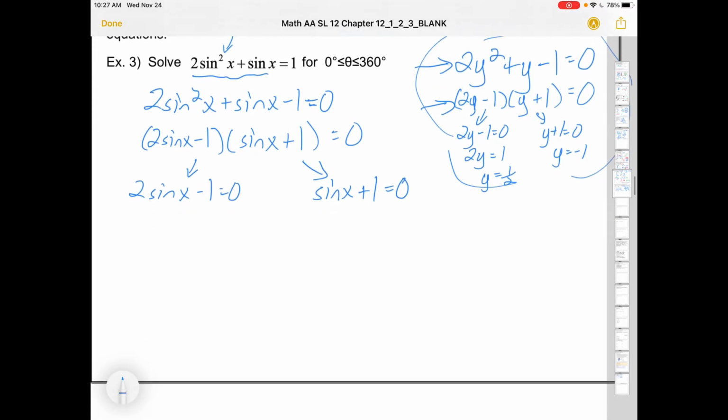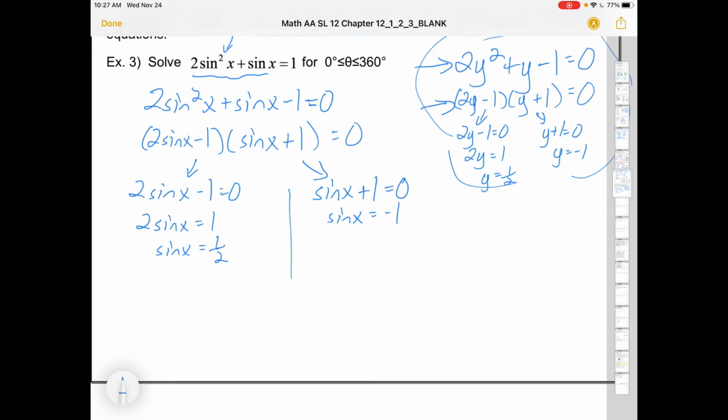Each one you can deal with on its own, so I can move that 1 over. I can divide by 2. Okay, there's an equation to solve. And for the other one, I'd just move the 1 over. Sine x equals negative 1.